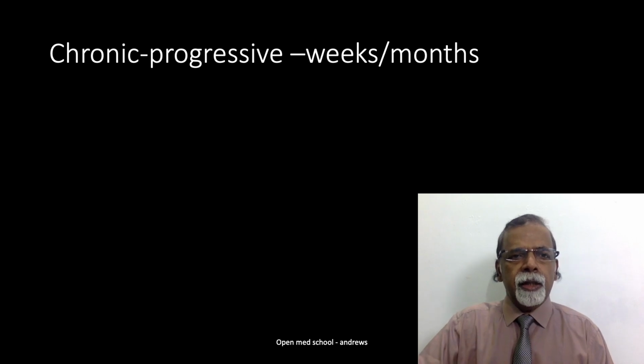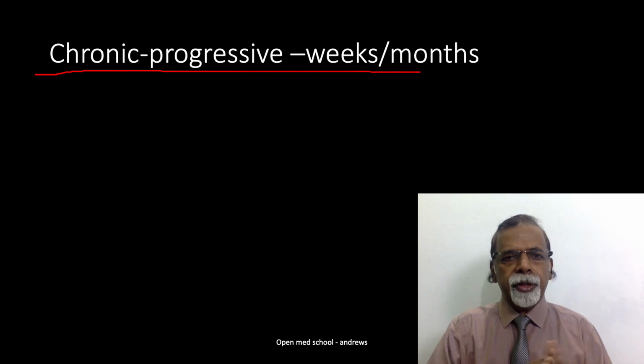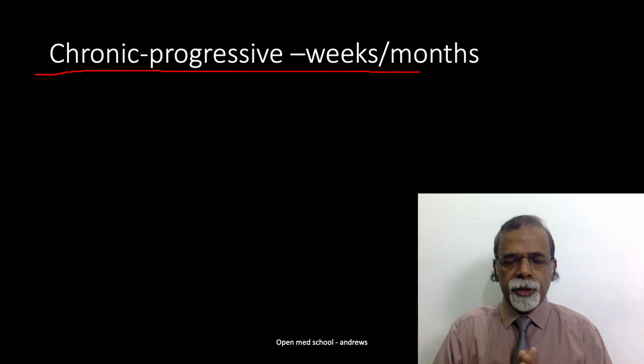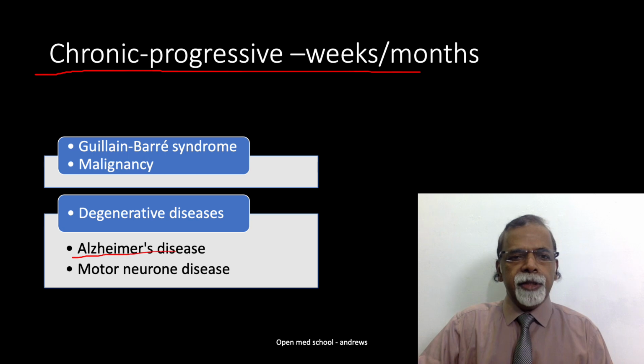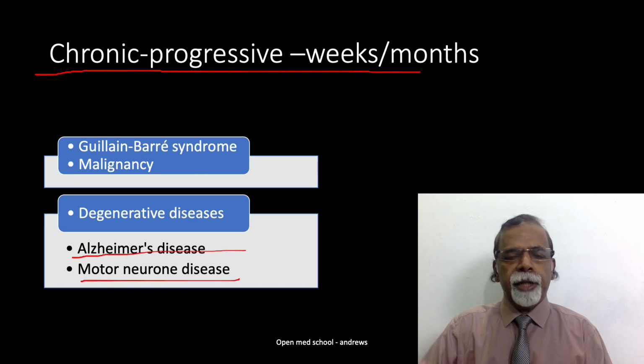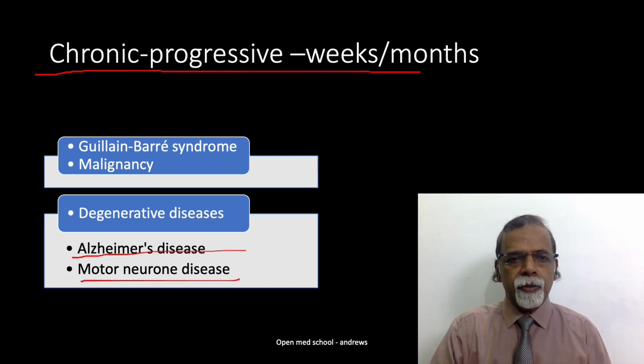Then most of the chronic conditions are chronic progressive. Progression occurs over weeks or months. So if anybody has a disease which is progressing like that, it indirectly indicates that this is likely to be either a space occupying lesion or a degenerative condition that is occurring over several weeks or months. Alzheimer's disease and motor neuron disease are typical examples of degenerative conditions. Over several years, months to years, it progresses.